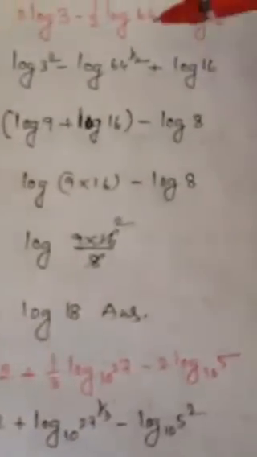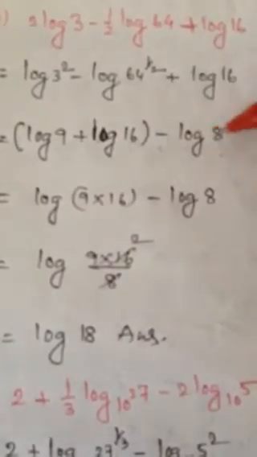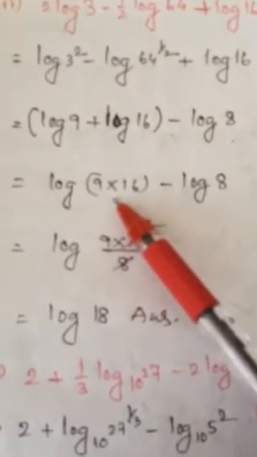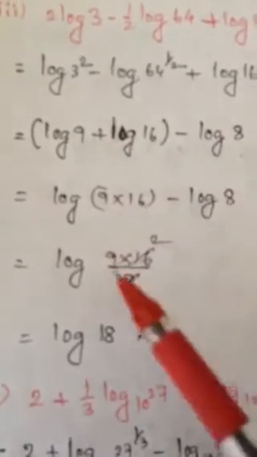64 power half means square root of 64, and the square root of 64 is 8. So I have written log 64 power half as log 8. Now you see here, addition changes into multiplication. Minus is the same.